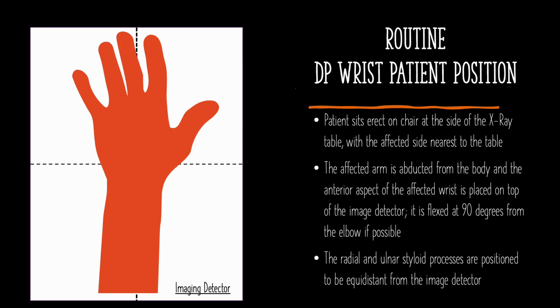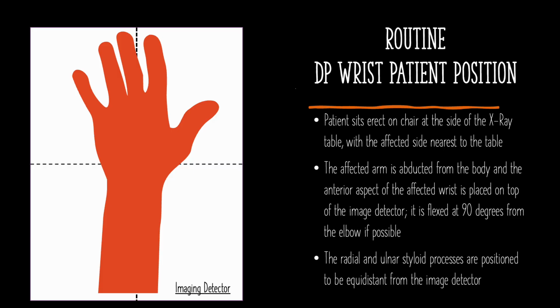So we'll describe the routine DP or PA wrist patient positioning. So we have a picture there of a left wrist and hand on the image detector. Our patient will sit alongside the x-ray table, erect on a chair with the affected side nearest the table. The affected arm is abducted from the body, and the anterior aspect of the affected wrist is placed on top of the image detector. And it is also flexed at the elbow at around 90 degrees if possible. And then we position the radial and ulnar styloid processes so that they are equidistant from the image detector.